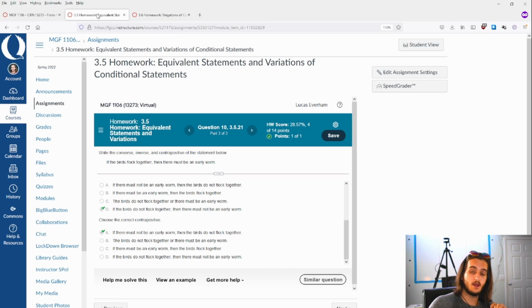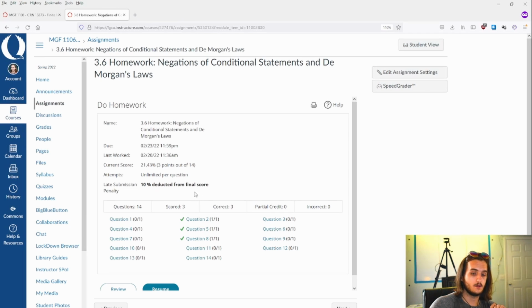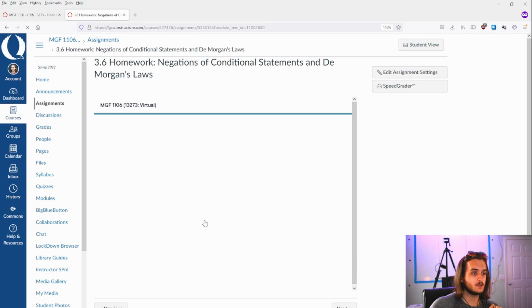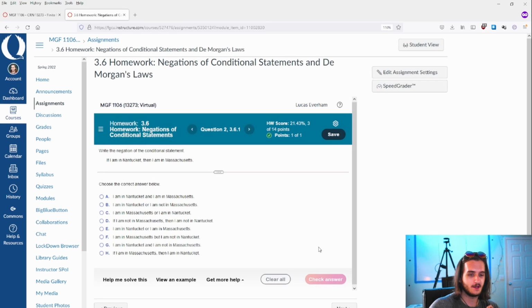Let's jump in and look at 3.6. So for 3.6, I've got another set of 3 questions here. We'll start with number 2, which I have done. I need to generate a new question at the start, where we want to negate the conditional statement. Like I said, conditionals are equivalent to disjunctions because with a conditional, in order for it to be false, the first part is true and the second part is false.